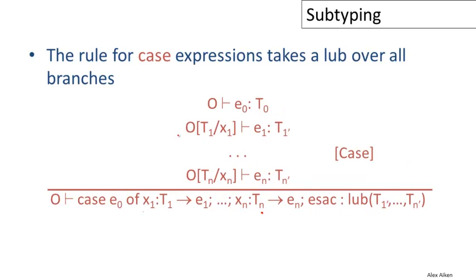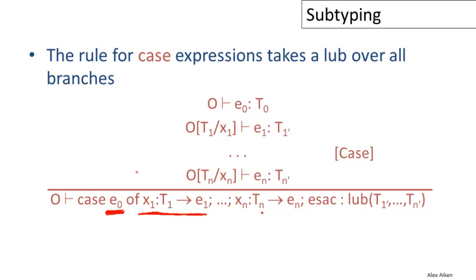The rule for case expressions is the most complex one we've seen so far, but really it's just a glorified if-then-else, and it's relatively easy to understand if we just pull it apart. So let's begin by reminding ourselves of what case does. First of all, it evaluates E0, and then it looks at the runtime type of E0. So it takes the dynamic class of E0, and then it looks at the first branch.